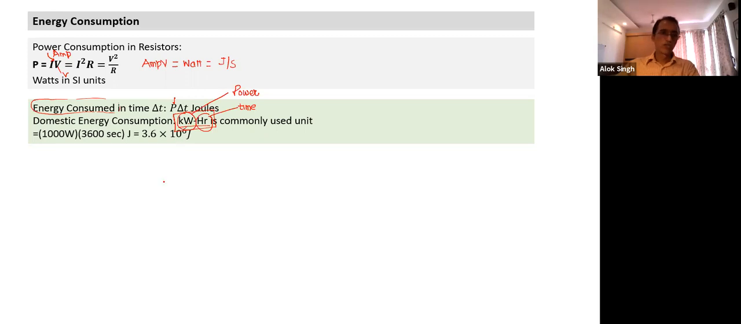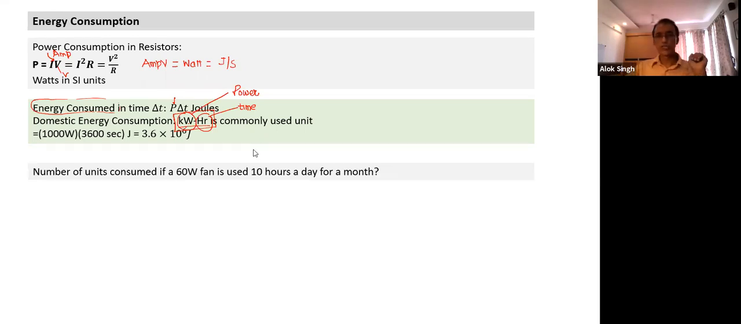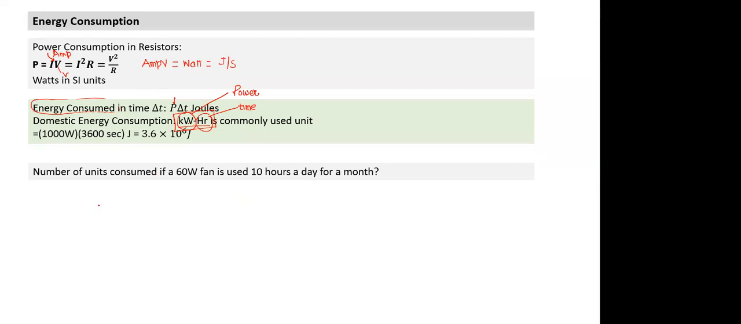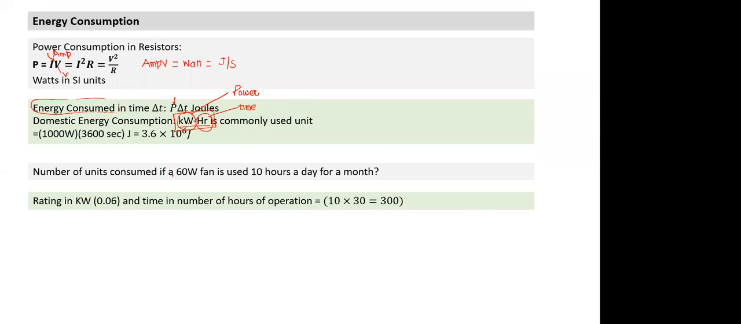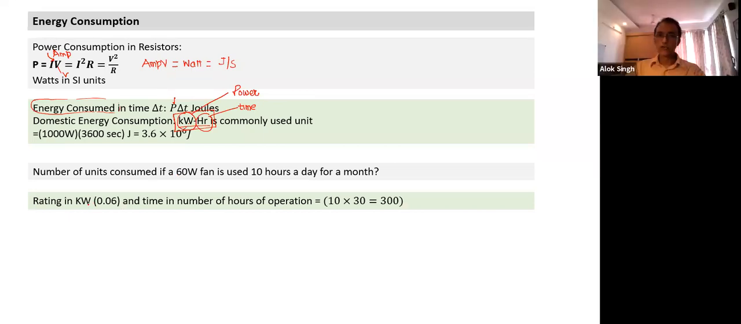Okay, let's take a simple question. What is the number of units of power consumed if a 60 watt fan, most fans are in this range, is used for 10 hours a day for a month? Can we calculate the number of units consumed? It's simple. How do we calculate the number of units? I'll do it once. When we calculate the number of units, we write the power rating in kilowatts. Here it is given in watts, so first I convert the power rating into kilowatts.